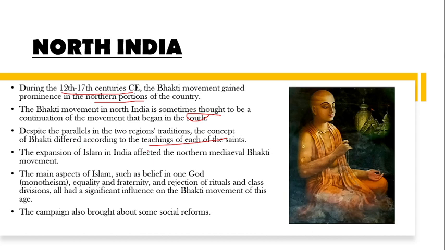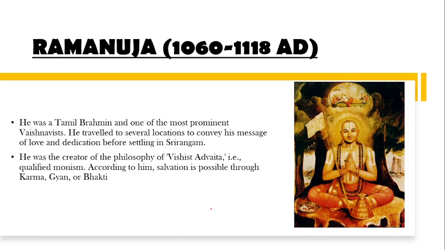The expansion of Islam in India affected the northern medieval Bhakti movement. The main aspects of Islam, such as belief in one God, that is monotheism, equality and fraternity, and rejection of rituals and class divisions, all had a significant influence on the Bhakti movement of this age. The campaign also brought about some social reforms.